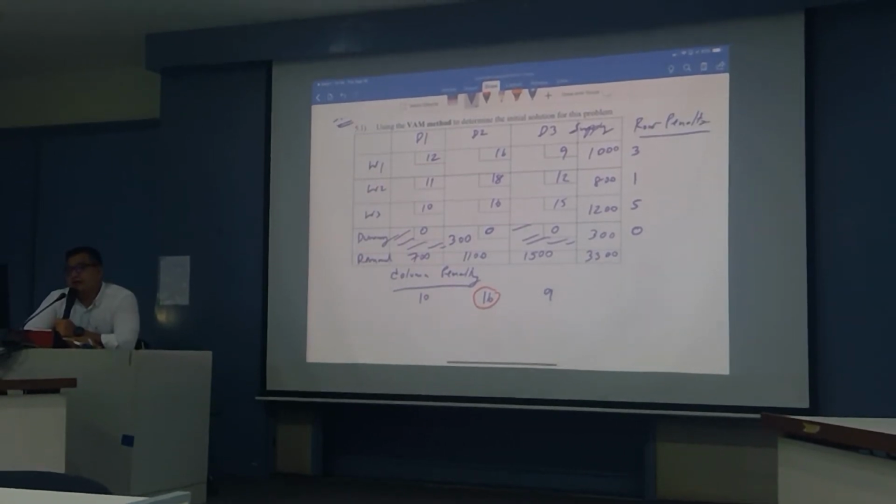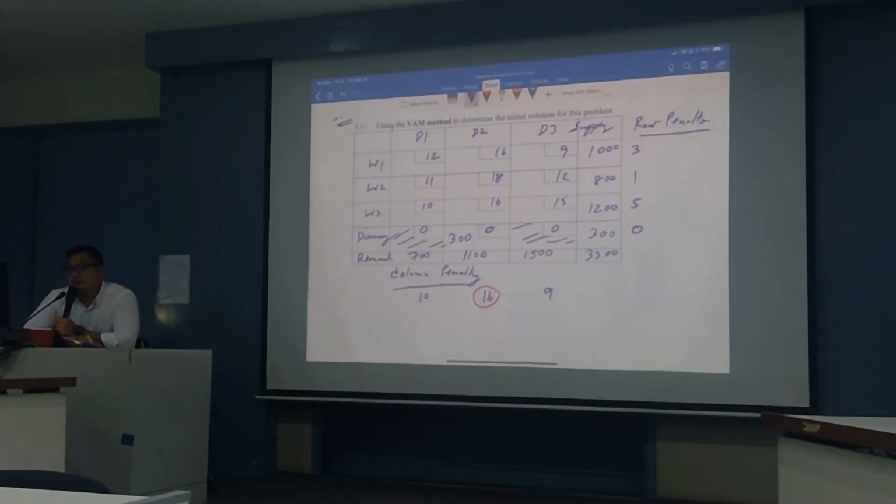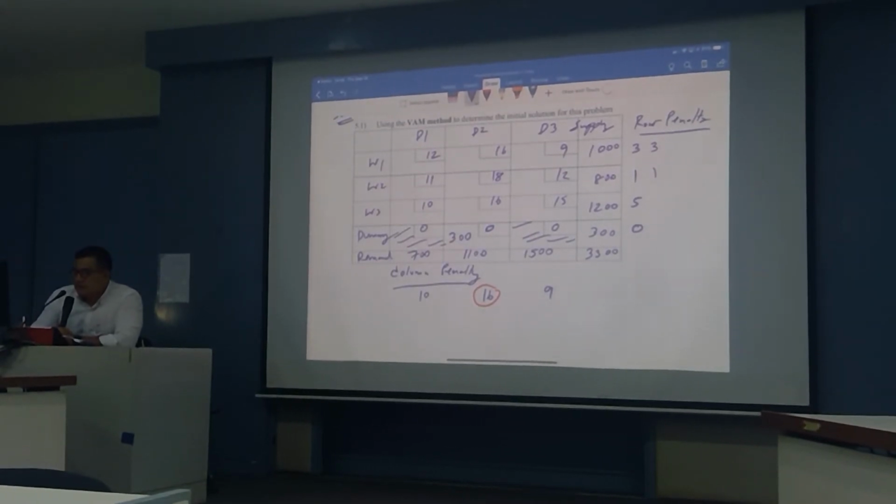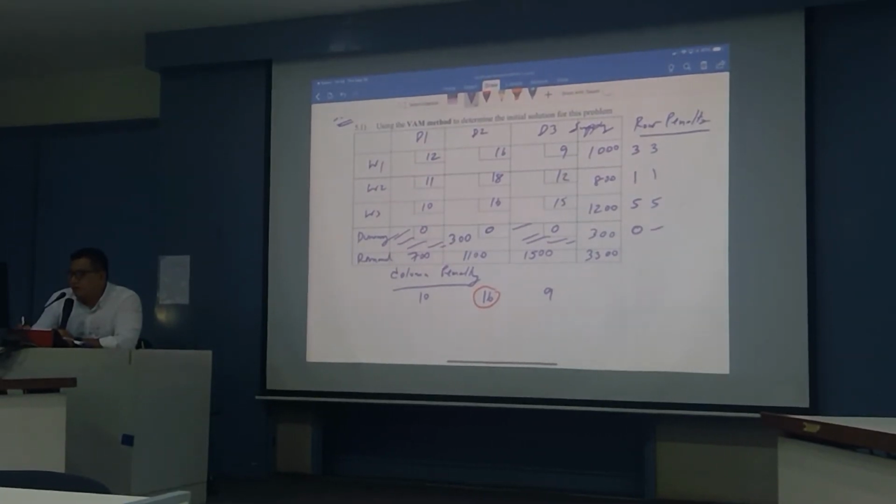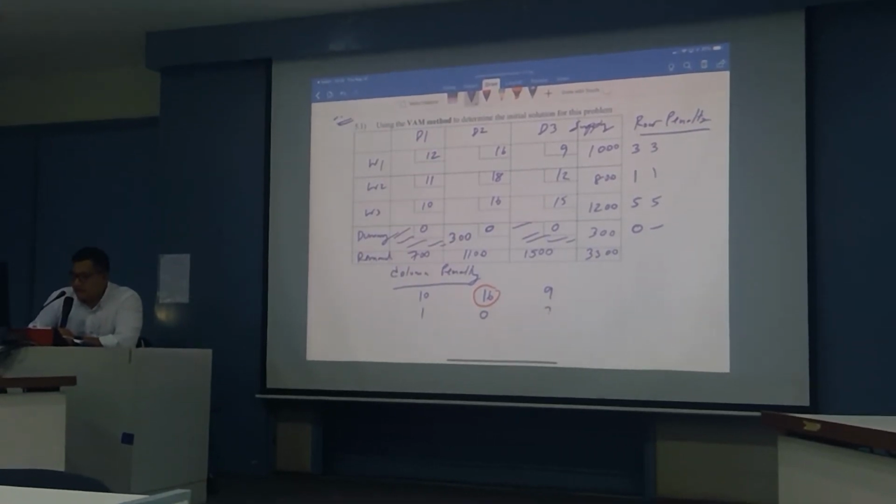Then we restart the process of calculating the penalty values. The first row is still 9 and 12, the difference is 3. The second row is still 11 and 12, the difference is 1. The third row is still 10 and 15, the difference is 5. The fourth row we don't have because we finished. The first column changes to 10 and 11, the difference is 1. The second column is 16 and 16, so the difference is 0. The third column is 9 and 12, the difference is 3.